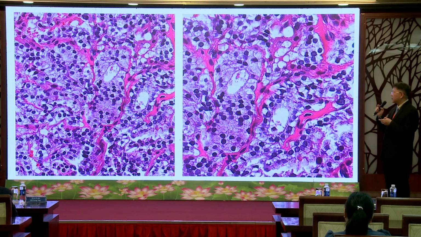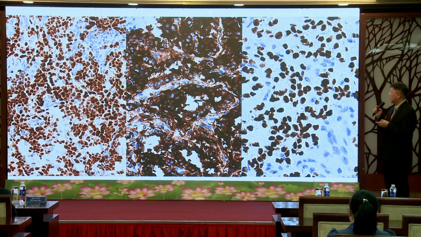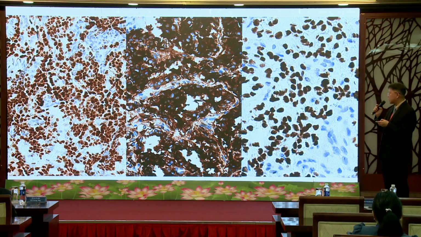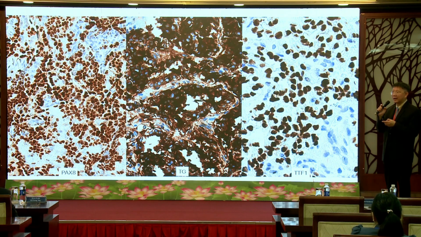But anyway, because of the history, I went on for investigation. So the tumor is positive for PAX8, TG, and TTF1. So this is a metastatic thyroid carcinoma, which I think is the same lesion as the bone lesion, thyroid follicular cell carcinoma. And there's no nuclear feature of papillary carcinoma. So I think this is a thyroid follicular cell carcinoma.